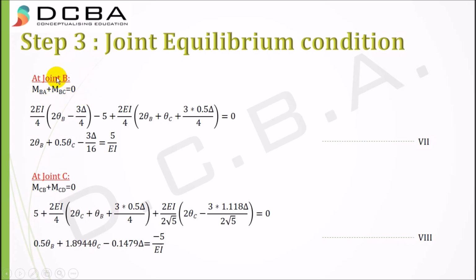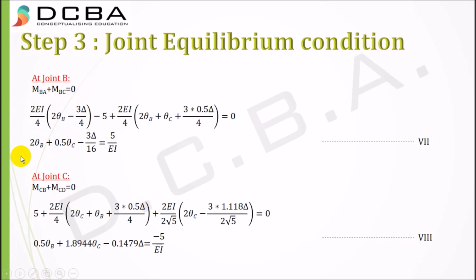then that joint would get rotated because of that moment value. So we don't require any moment value at any joint, except the fixed joints of course. So we need to keep those joint values as 0. So MBA plus MBC equals 0. We just have to substitute the slope deflection equations of MBA and MBC. This is the slope deflection equation of MBA, and this is the equation of MBC, equal to 0.